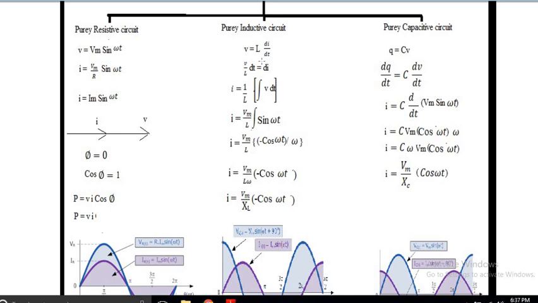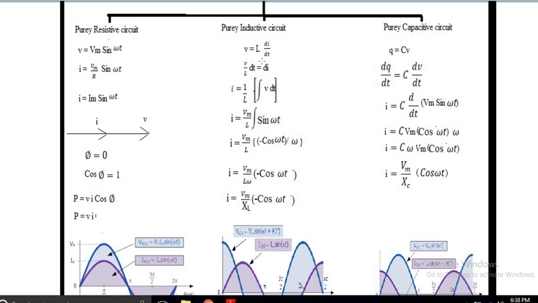Now let me substitute V as Vm sin omega t. Vm being constant, I can take it outside the integral sign. So I is equal to Vm by L integration of sin omega t. Now what will be the integration of sin omega t? It will be minus cos omega t divided by omega, isn't it? Again, omega being constant, I can take it outside. So it will be Vm upon omega L in bracket minus cos omega t.